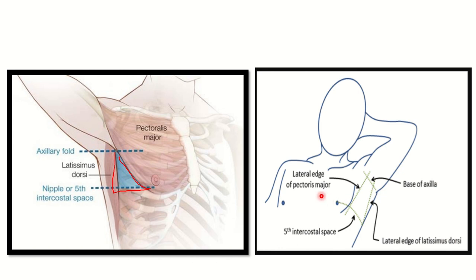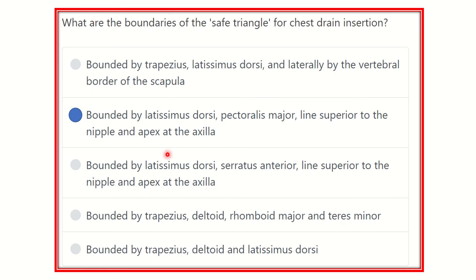Here in this picture we can see again the pectoralis major muscle and latissimus dorsi and the fifth intercostal space, and above is the base of the axilla. So these three points are very easy to remember: anteriorly pectoralis major, posteriorly latissimus dorsi and fifth intercostal space. So here it is bounded by the latissimus dorsi, pectoralis major, and a line superior to the apex of the axilla. These three points: posteriorly latissimus dorsi, anteriorly pectoralis major, and the line at the apex of the axilla.